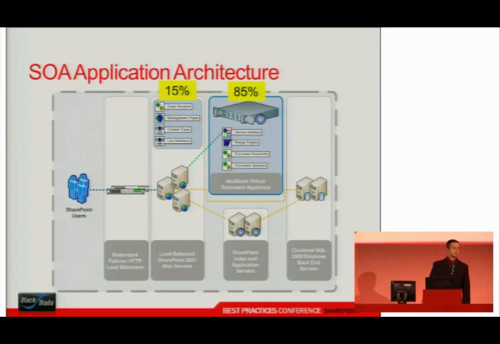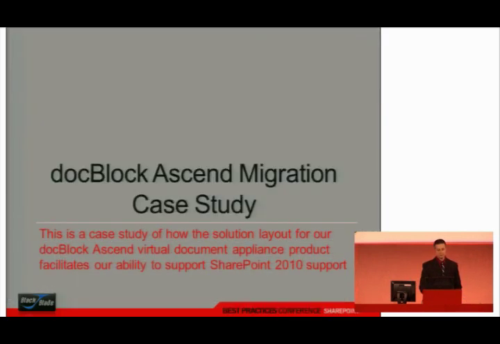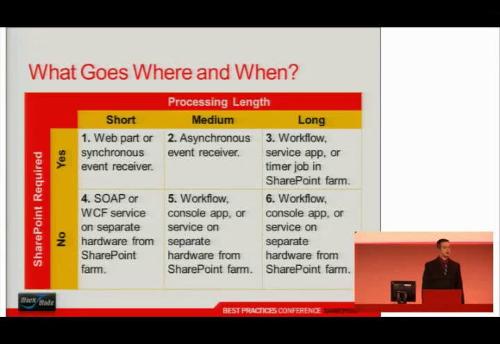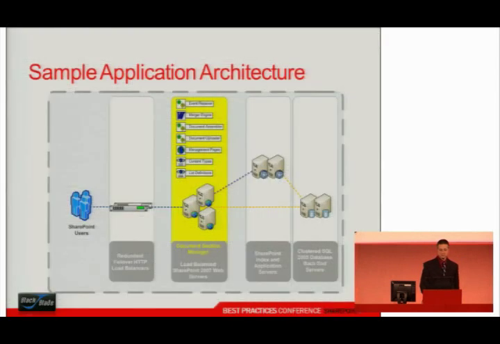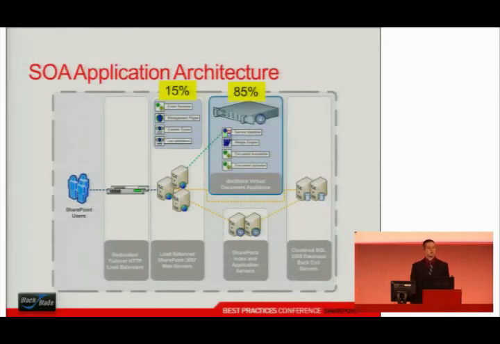So what we did was we took the application and we re-architected it, using a services-oriented architecture. We examined all of the code and the logic of the application, and we used this little chart over here to see which parts of the code needed SharePoint and which parts of the code really had nothing to do with SharePoint. And what we found is that we could easily move 85% of the code off of the SharePoint farm. 15, 20% of the code, we had to leave there. There was user interface and stuff that had to stay.